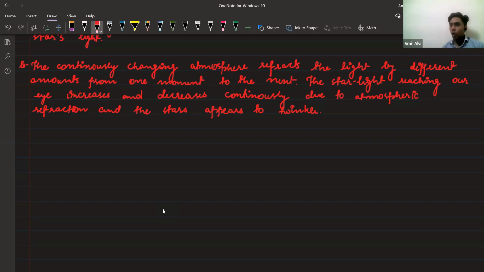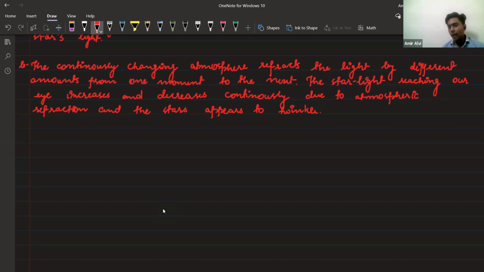The first reason is that they are non-luminous objects. They cannot emit their own light. So the light coming from the planets is of very low intensity, not that observable. Stars have their own light, so the light coming from stars is of very high intensity. That's why we can easily observe the twinkling of stars.